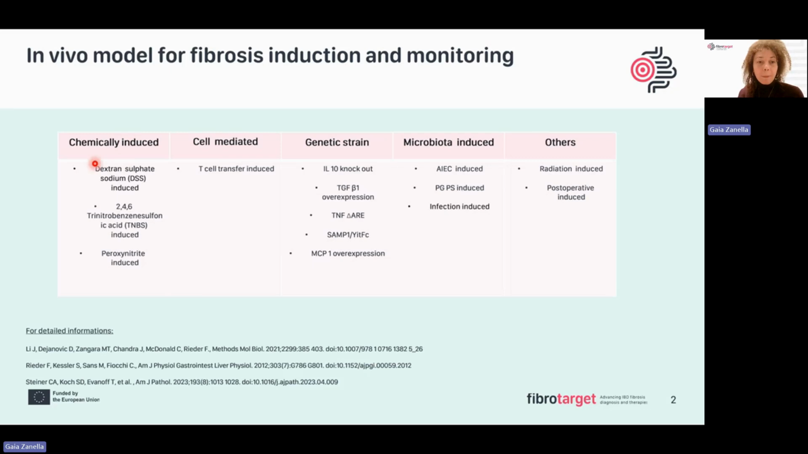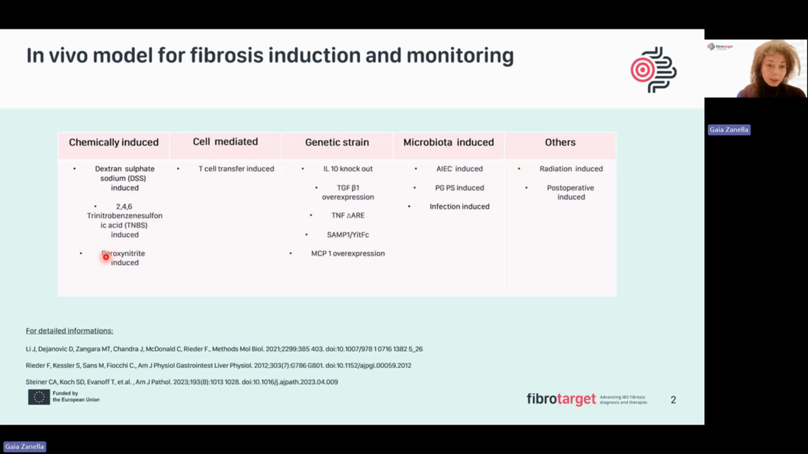So the main models that we can use are the chemical induced. So we will have dextran sulfate sodium, so DSS induced colitis, as well as TNBS colitis. Basically, these two chemicals will induce disruption of the epithelium and thus trigger an immune response. In the case of DSS, we will have mainly an innate immune response, while in the TNBS, we will have mostly an adaptive immune response.